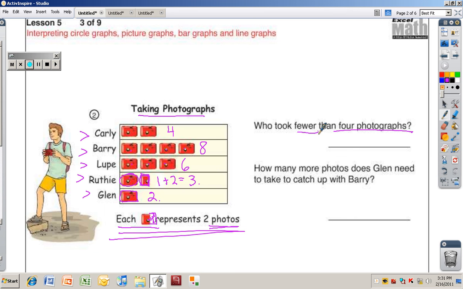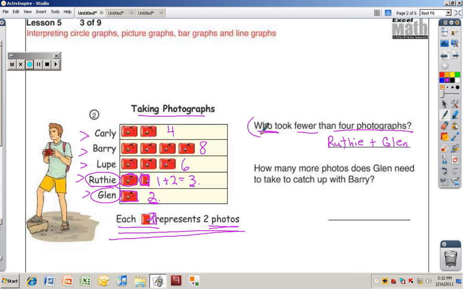Now some kids would pick Carly as taking fewer than 4, but that's not correct. She took 4, that's not fewer than 4, that is 4. So the only kids that took fewer than 4 were Ruthie and Glenn, because 3 is fewer than 4 and 2 is fewer than 4. So it says who took fewer than 4 photographs? The answer would be Ruthie and Glenn. It doesn't say how many kids, it says who took them. You got to make sure you read your questions carefully on the Excel.